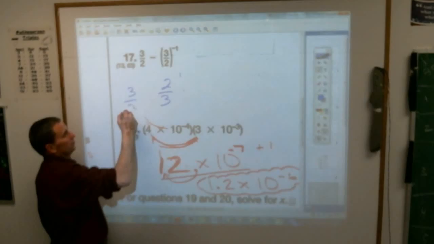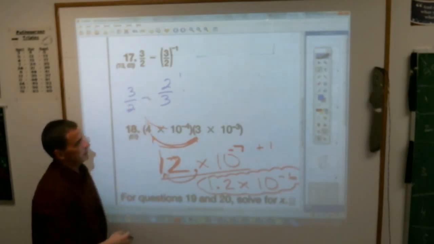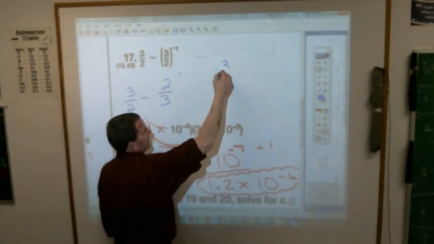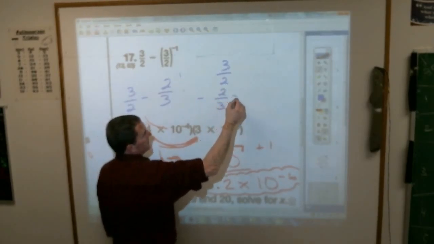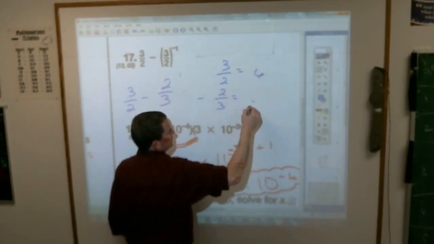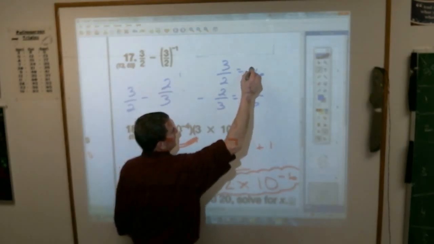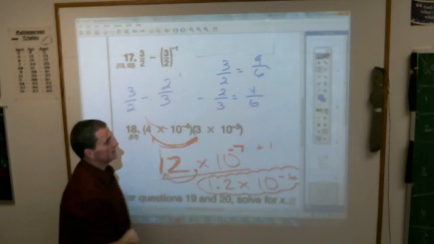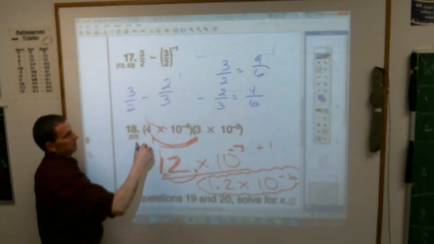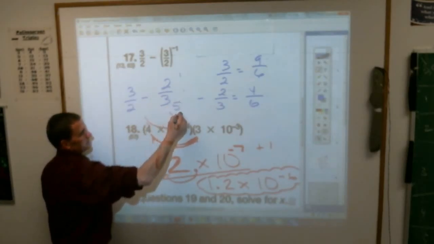So what is 3/2 minus 2/3? Well, it's not multiplication, it's subtraction. Changing to common denominators looks like 9/6 minus 4/6, which ends up being 5/6.